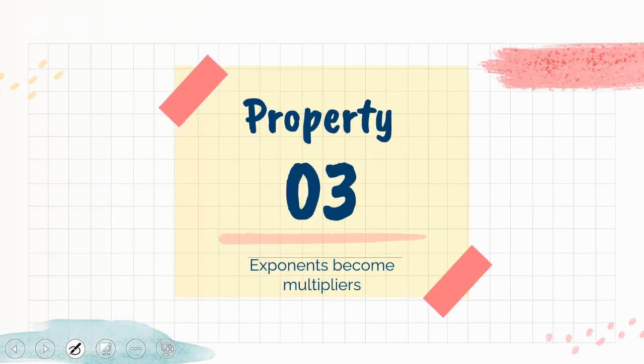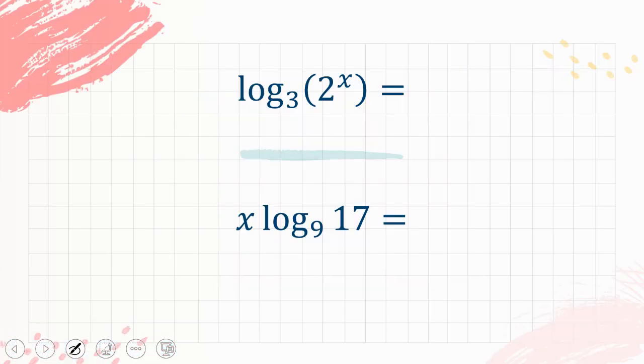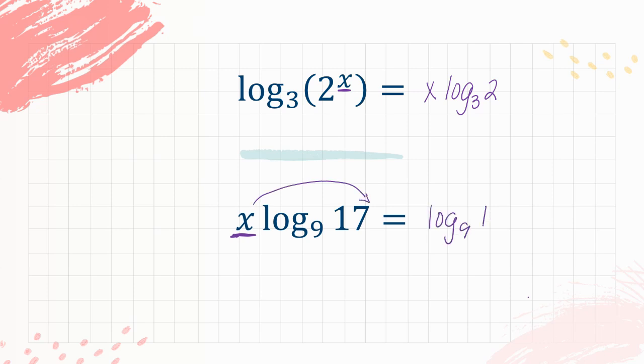The third property states that exponents become multipliers, and we're going to practice with this a little bit as well, going both ways. So here we have log base 3 of 2 to the x. X is the exponent, so that's going to go out front and become the multiplier. So we have x times log 3 of 2. Again, this is eventually going to help us solve and do some different work with logs. We can also take the multiplier and make it the exponent. So this is going to become log base 9 of 17 to the x. Again, we can go both ways. We can expand or we can condense based on what we are given. We want to be able to go back and forth with these.